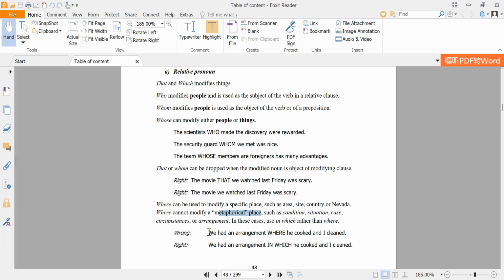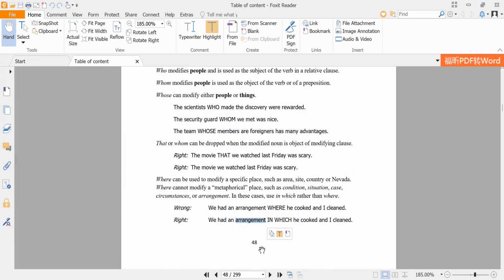So for example, we had an arrangement where he cooked and I cleaned. Where is being used to modify, or refer to, arrangement. But an arrangement is not a physical place, so we cannot use where here. We have to use in which to refer to arrangement.